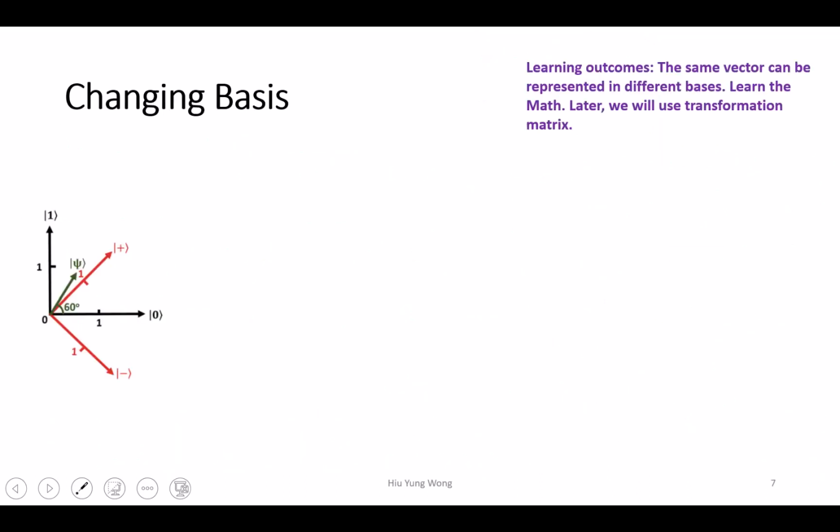Now that we've talked about the basis, let's talk about how to change the basis. This is very important in quantum computing, because if you work in the right basis, it makes your life easier, and it can also help you do some manipulation. So I want to talk about a very simple example, like what I said last time.